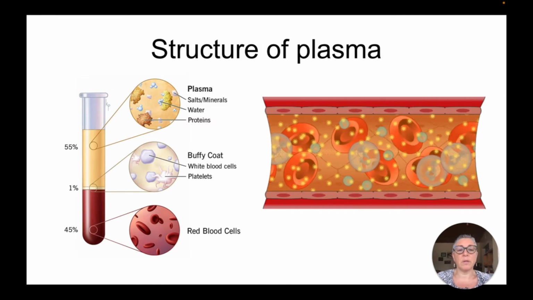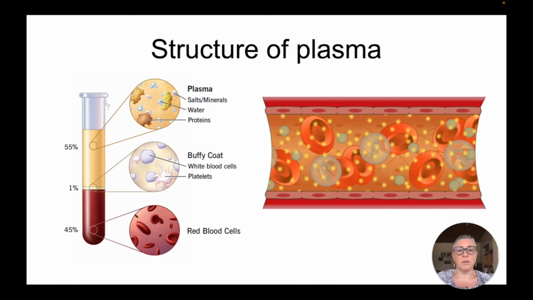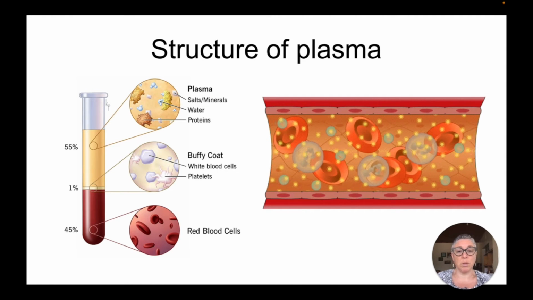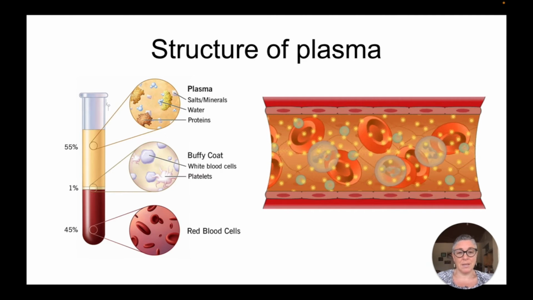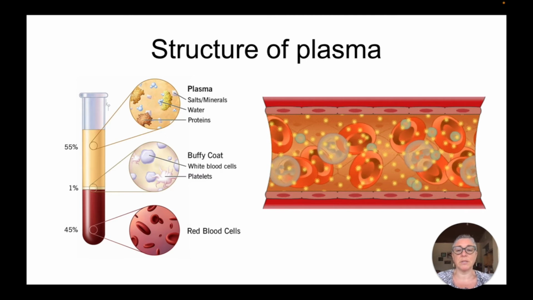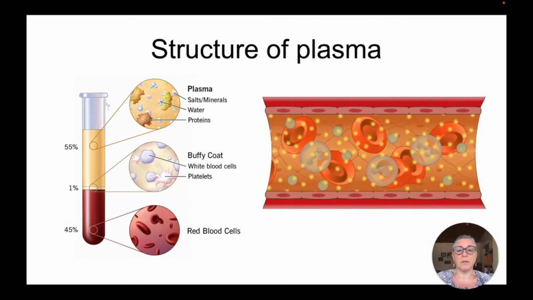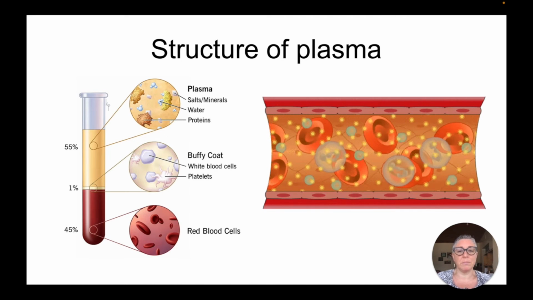So remember that the heart is pumping blood around the body. So there's a flow to blood. What is in that flow are solid materials such as red blood cells and this component that we've already talked about called the buffy coat, which is made up of the white blood cells and platelets.